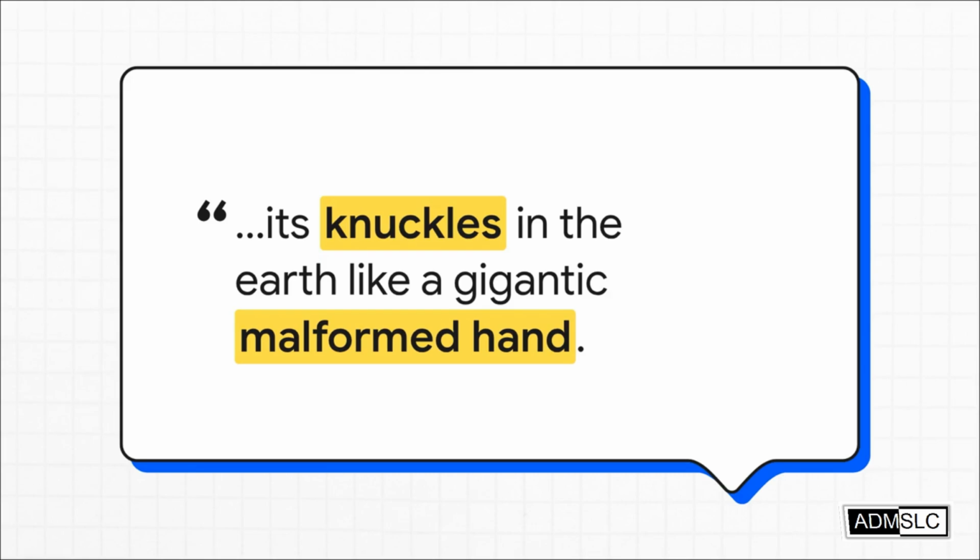Let's see how a pro does it. Look at how Judith Allnat takes a simple tree and makes it, well, something else. Yeah, you've got visual words like massive and twisted, but the real magic? It's that personification. The branches aren't just branches, they are knuckles. The whole tree becomes a gigantic malformed hand. Suddenly, it's not just a tree anymore, it feels like a threat.